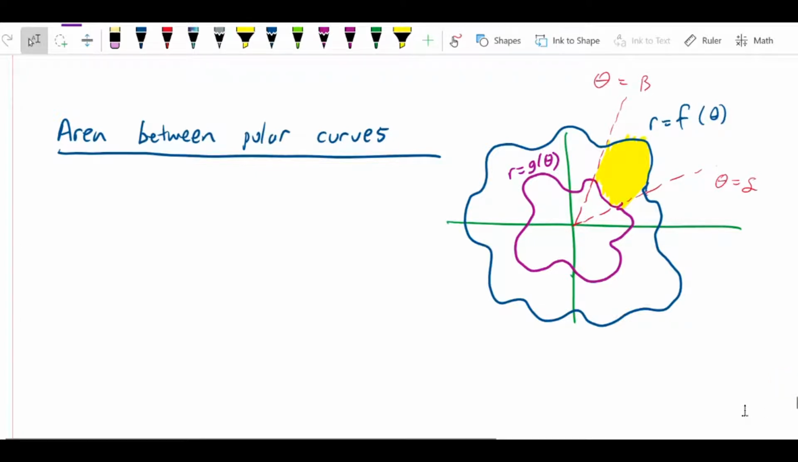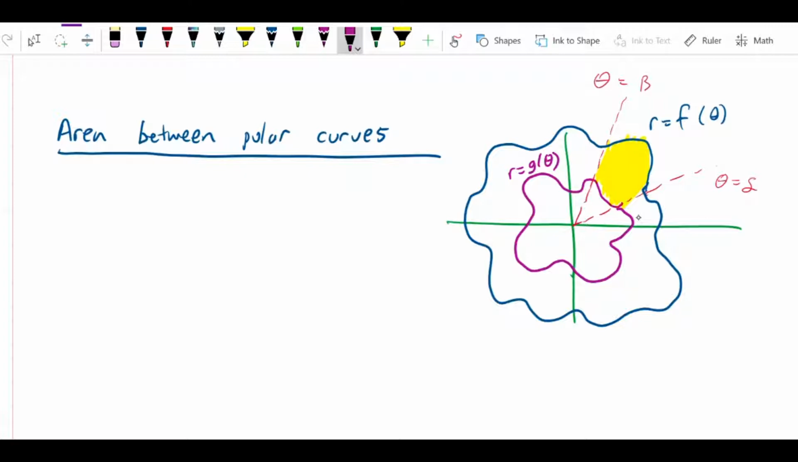So the next topic, having done area inside of a polar curve, is to find the area between two polar curves. So I've put up a diagram of what that looks like. Basically we have some outer curve, which I've written as r equals f of theta, and we have some inner curve, which is r equals g of theta. And what we want to do is find the area of the yellow region. In other words, the area that's inside the blue curve but outside the purple curve.